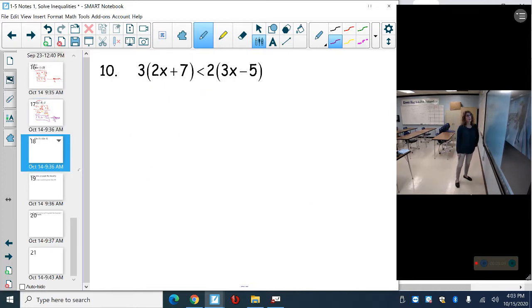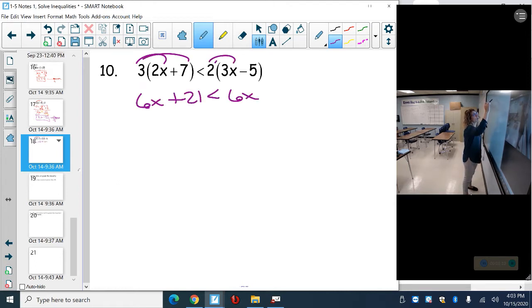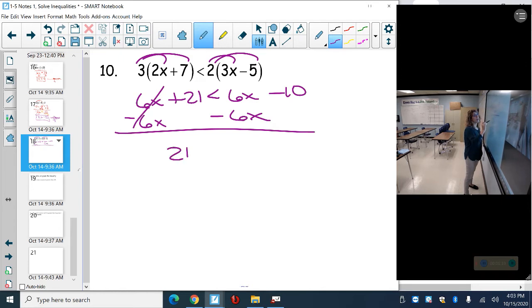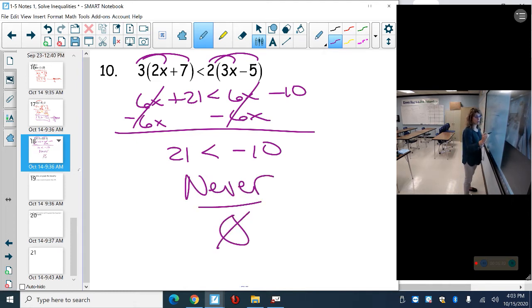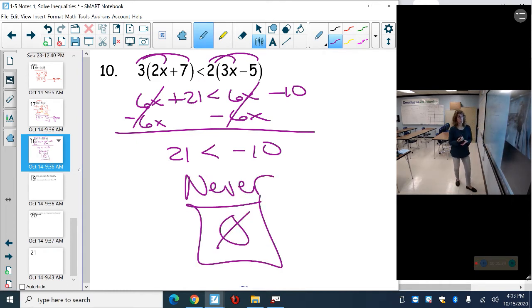Next, number 10, distribute. 6x plus 21 is less than 6x minus 10. So I'm going to subtract 6x, and I have 21 is less than negative 10. When is 21 less than negative 10? Sometimes, always, or never. 21 is never less than that, so that is never true, which means there is no solution possible for this problem.